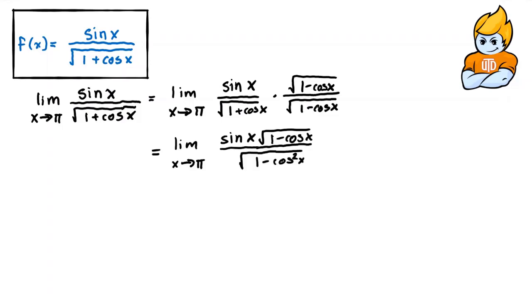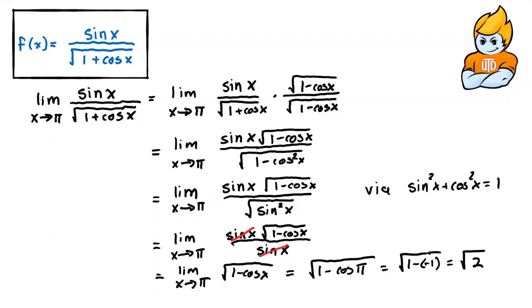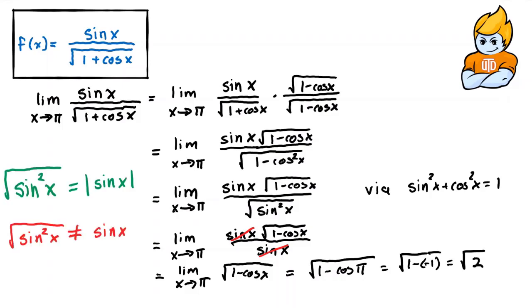This algebraic trick introduces 1 minus cosine squared underneath the square root in the denominator. This gives me the square root of sine squared in the denominator via the Pythagorean trig identity. The square root gets rid of the squared in the denominator. We can then evaluate the limit of the simplified expression directly as x goes to pi, and we get square root of 2. Now, this result wouldn't give me full marks. The mistake I made is that the square root of sine squared of x is equal to the absolute value of sine of x. So let's revisit this problem and do it correctly.